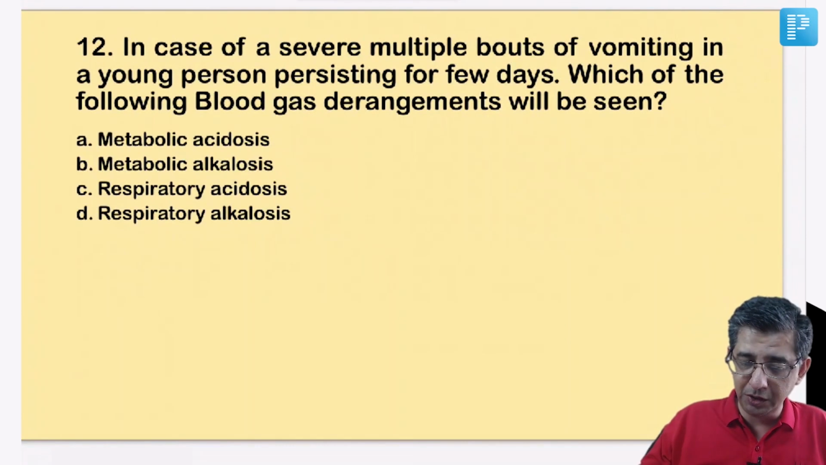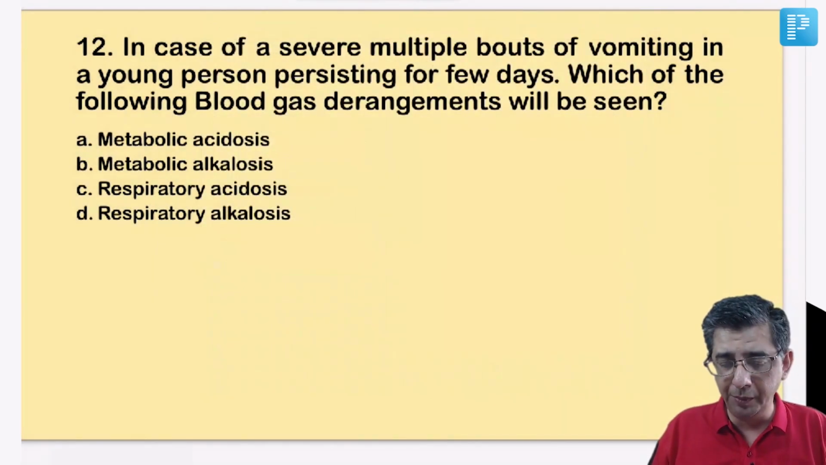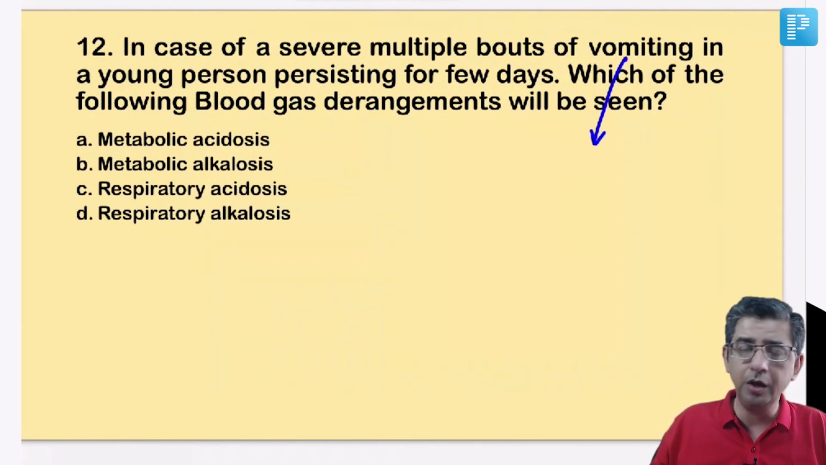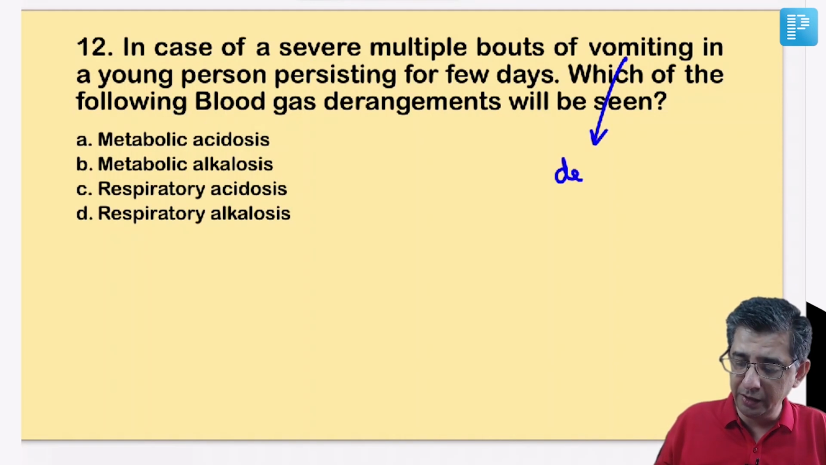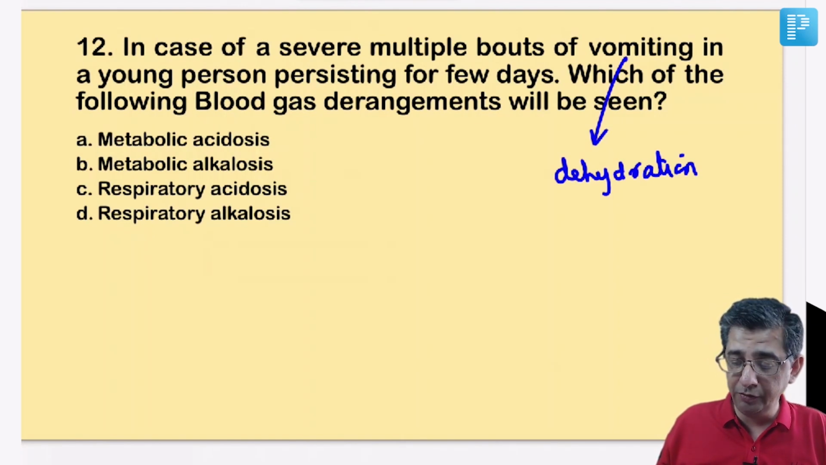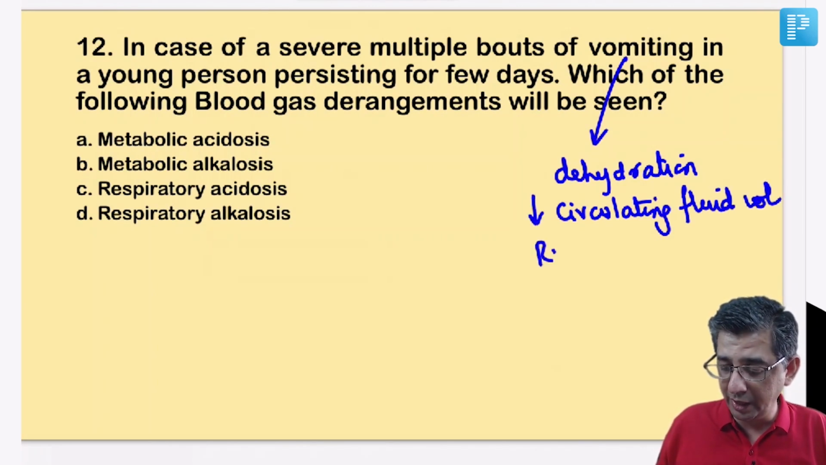Moving to the next question for today. This talks about a guy having multiple episodes of vomiting, and then is asking you the blood gas derangement. Easy question. Any person with vomiting will be having dehydration. Let's crack this in the next 30 seconds. Dehydration will contribute to circulating fluid volume being lesser. You see, after all, there is fluid loss, so there's going to be loss of water from the body. So circulating fluid volume is depleted, and well, this will cause a positive stimulus to the RAS.